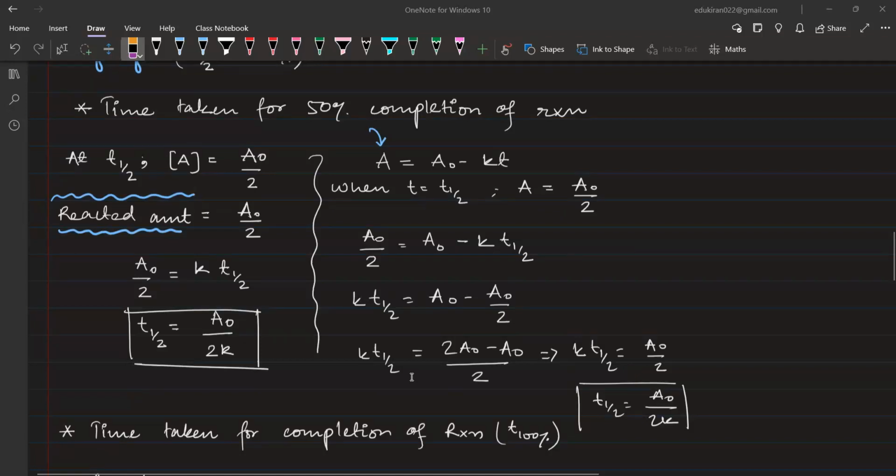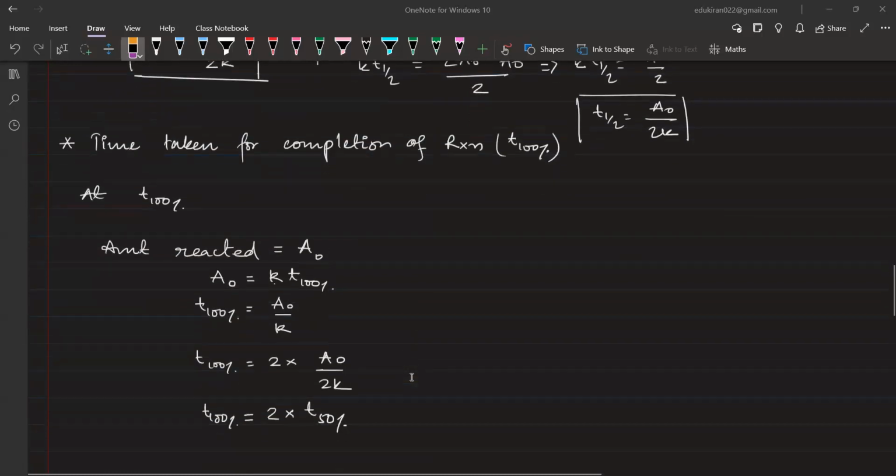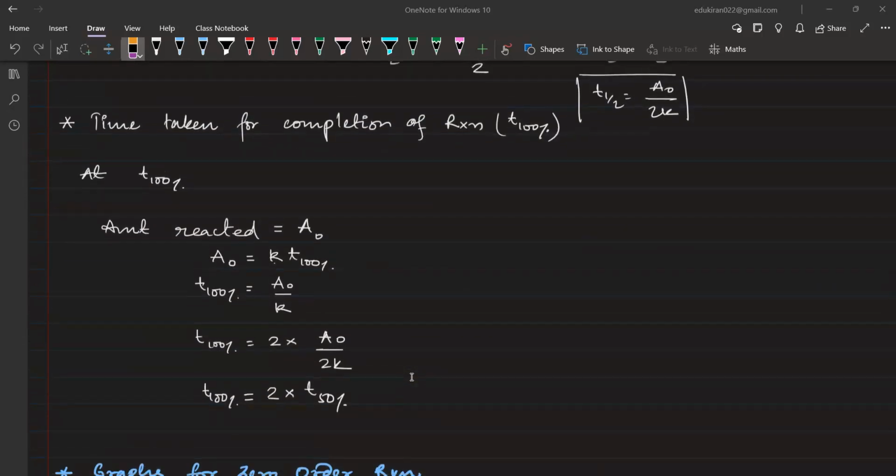Next is the time taken for the completion of reaction, कि पूरा का पूरा reaction कब होगा complete. So फिर से यहाँ पे हमारे पास we can have two approaches. I will take only the amount reacted approach because वहाँ पे फॉर्मूला छोटा हो जाता है. At T 100%, amount reacted will be A naught. यानी कि इनिशियल अमाउंट जो आपने लिया था 100 लिया था, कितना रिएक्ट हो गया, 100 ही रिएक्ट हो गया. Everything has reacted, that is what we call completion. तो T 100% मतलब 100% of A naught has reacted.